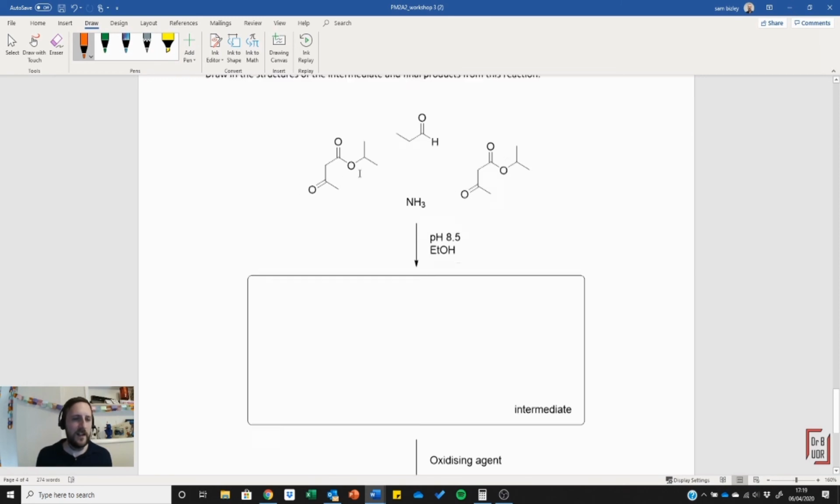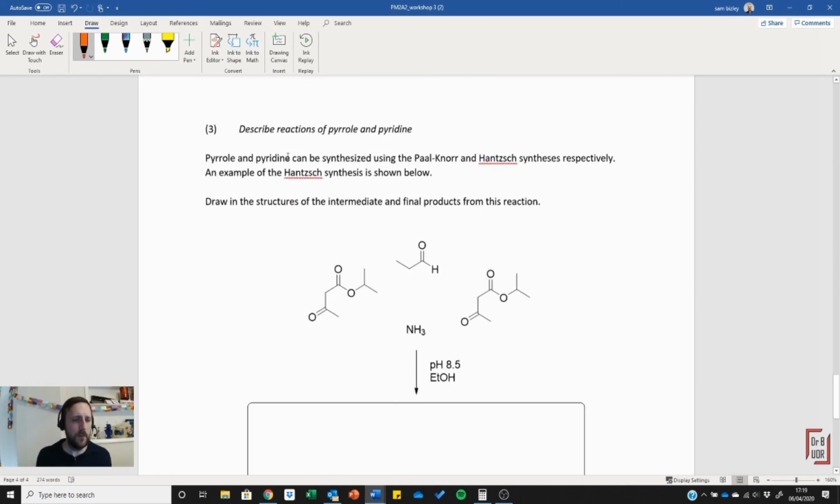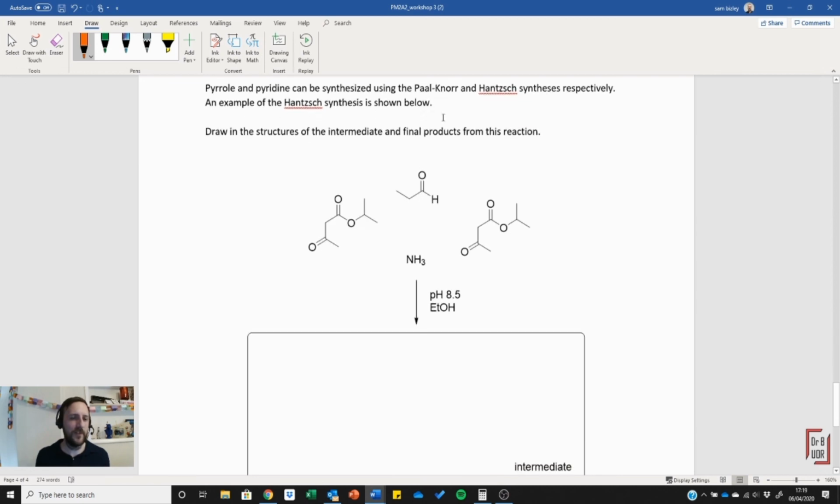So if we go back up to here, pyrrole and pyridine can be synthesized using the Paal-Knorr and Hantzsch syntheses. Okay, Paal-Knorr for one, or Hantzsch synthesis for the other. We're showing the Hantzsch synthesis below. So if you're interested in the other one, you can have a look at it. This is the synthesis that we've shown.